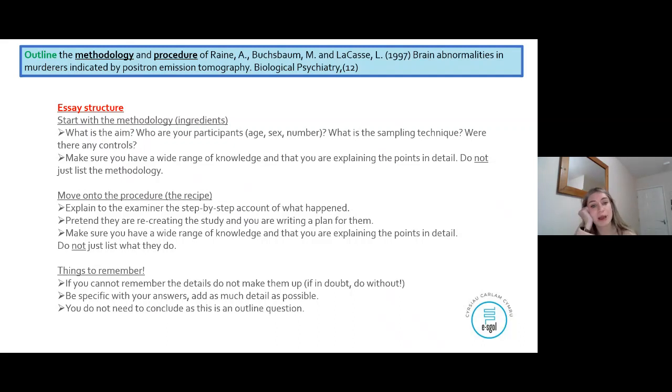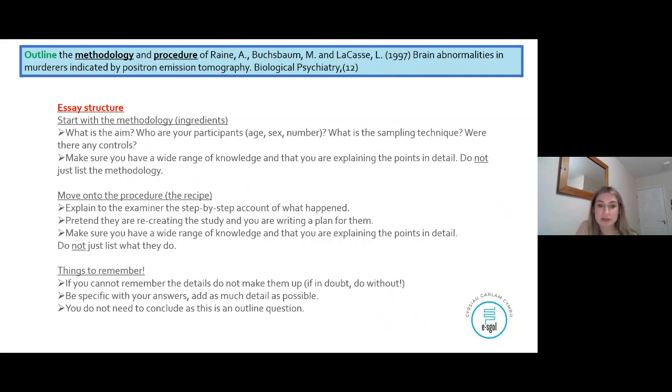Make sure that you have a wide range of knowledge and that you are explaining the points in detail. Do not just list the methodology. You're more than welcome to list the methodology at the top of your exam paper as a plan. That would be great, actually, because it means that you can see everything quite clearly and you won't miss anything out. And then once you've got your plan, elaborate on that when you're doing your actual answer.